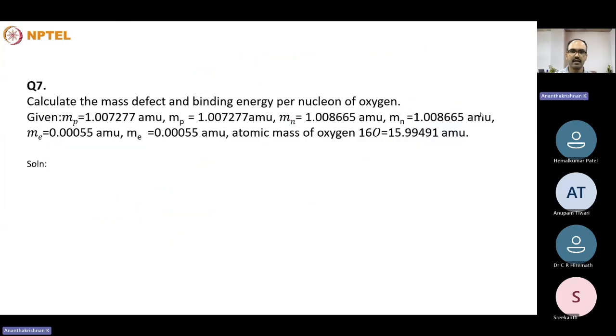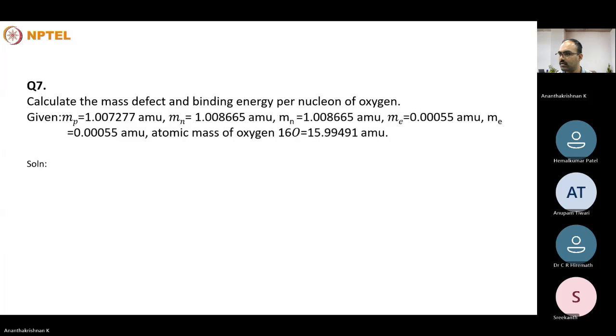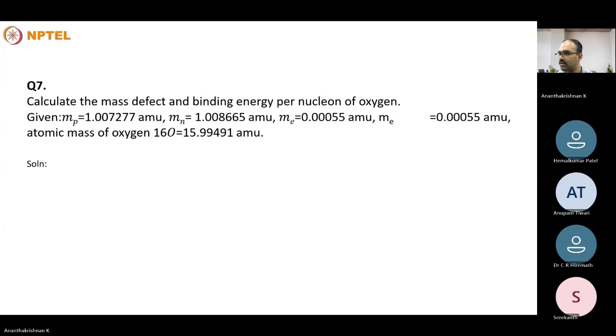Look into the numerical. You have to determine the mass defect and binding energy per nucleon of oxygen, given the atomic mass units of proton, neutrons, electrons, and the atomic mass of oxygen is also given. It's a small numerical.